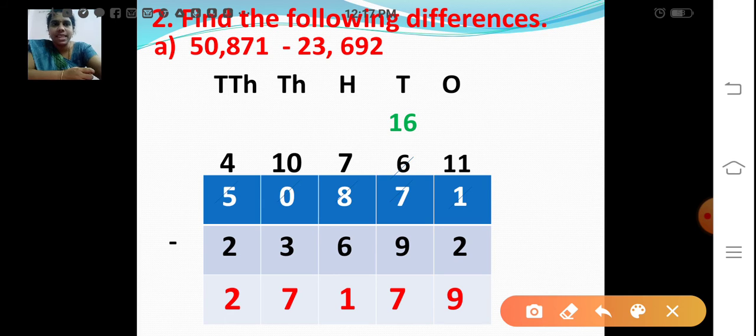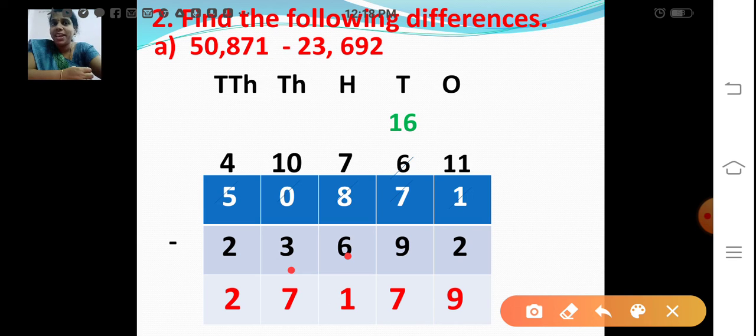Now let's move on to the second number. 23,692: 2 in the ones place, 9 in the tens place, 6 in the hundreds place, 3 in the thousands place, and 2 in the 10,000s place. Let's start to subtract now.